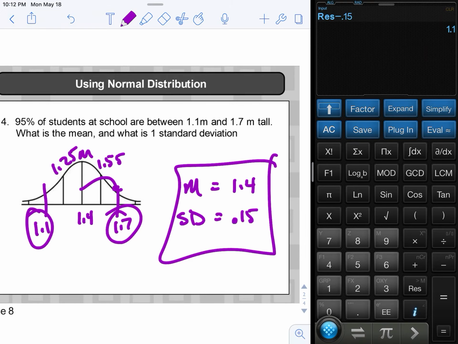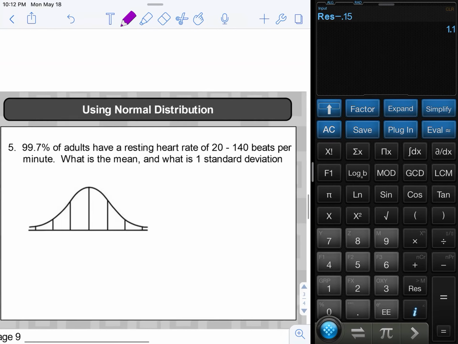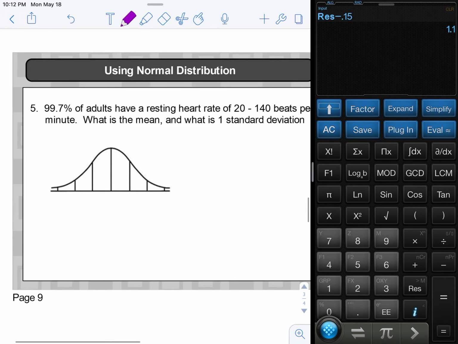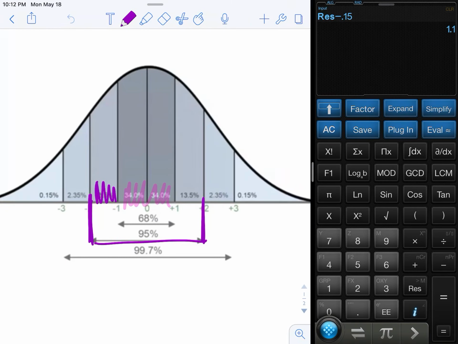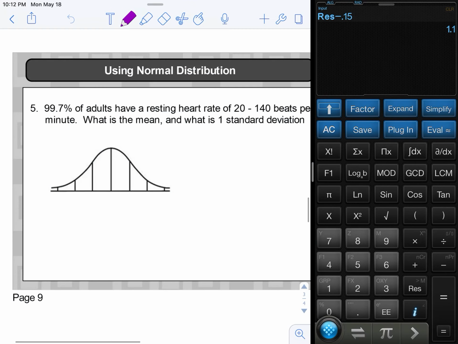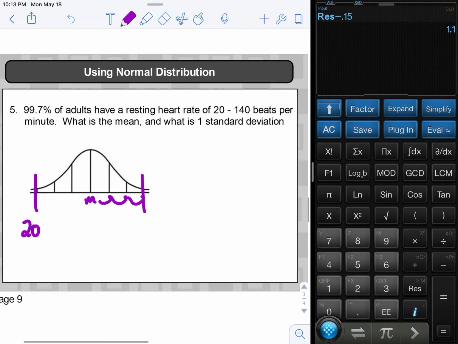So what would you get graded on? Those 2 questions, okay? 99.7. All right, so you go back to your picture. 99.7 is 3 standard deviations. Okay, so here's the middle. Okay, so I got to go 1, 2, 3. So from here to there. So 20 and 140 beats a minute for your heart rate.